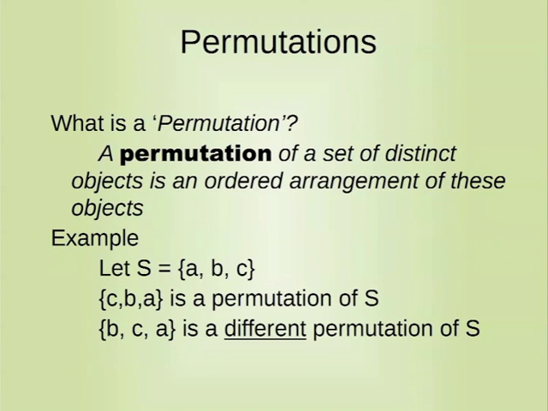So, what exactly is a permutation? Well, a permutation of a set of distinct objects is an ordered arrangement of these objects, and this ordering is important. So consider the set S, where S equals {A, B, C}, those 3 elements. C, B, A is a permutation of S, and B, C, A is a different permutation of S. This is where the ordering plays in, and what makes a permutation different from a combination. All 3 of these are considered different permutations.